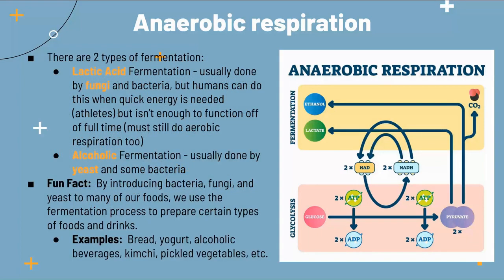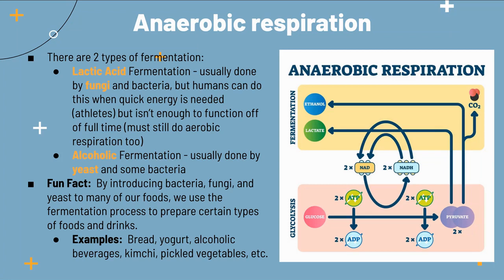There are two types of fermentation, and they get their names from the products that they produce. Lactic acid or lactate fermentation is usually done by fungi and bacteria. Humans, we can do it as well, specifically when we engage in high energy or high stress workouts or we're running. And so our body is trying to produce ATP because we've exhausted all the ATP within our cells. And so this is a quick method of getting ATP, but we still have to go aerobic respiration because the ATP that's generated from lactic acid fermentation is not enough to supply our whole body with.